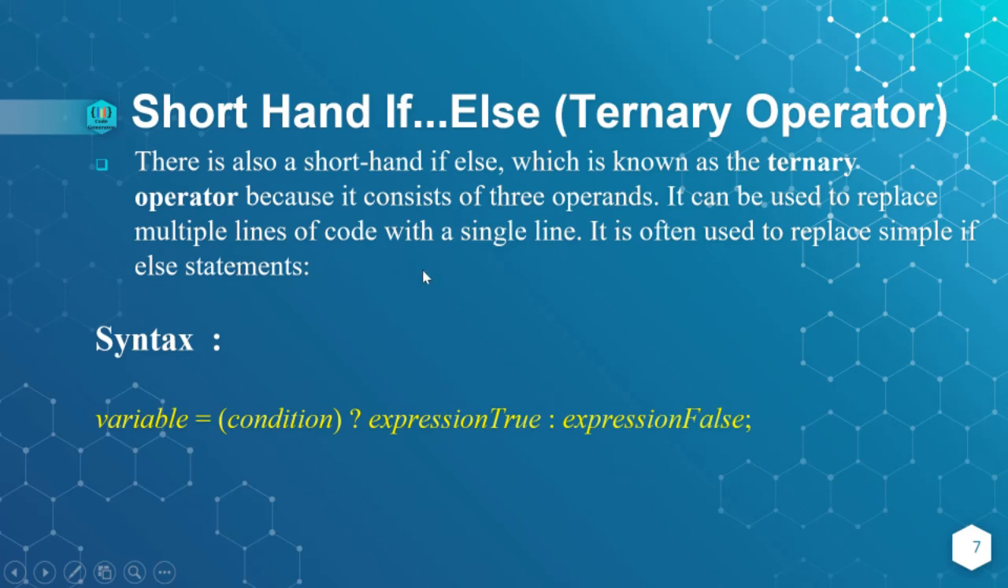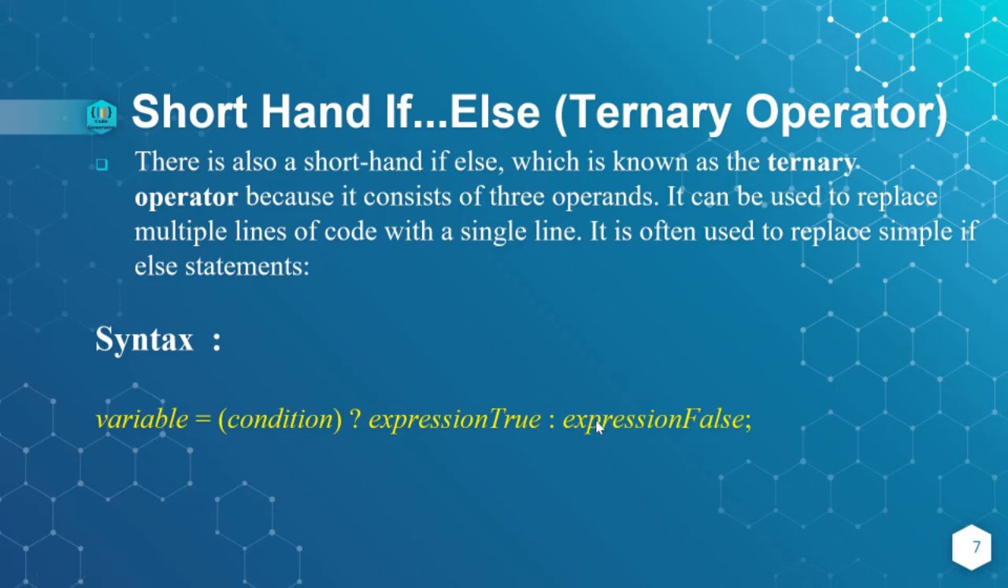The syntax of the ternary operator is variable, that means the name of the variable, is equal to condition, question mark, expression true or expression 1, expression false or expression 2. So what will it do here? It will check the condition we have written in the brackets. If the condition is true, it will give the first expression, or else the false, that is the second expression.